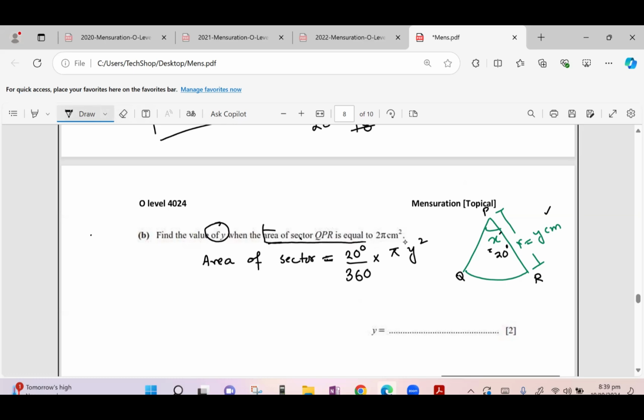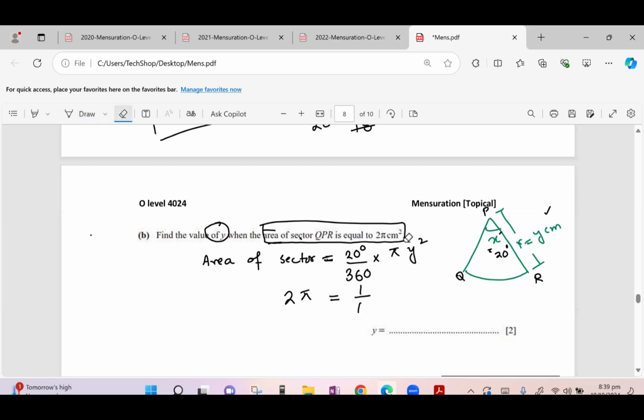So start from the given information. Always start from the given information. The area of sector is 2 pi basically, so write down 2 pi here. 20 upon 360 is basically 1 over 18 times y square. So it is better to write pi y square upon 18.